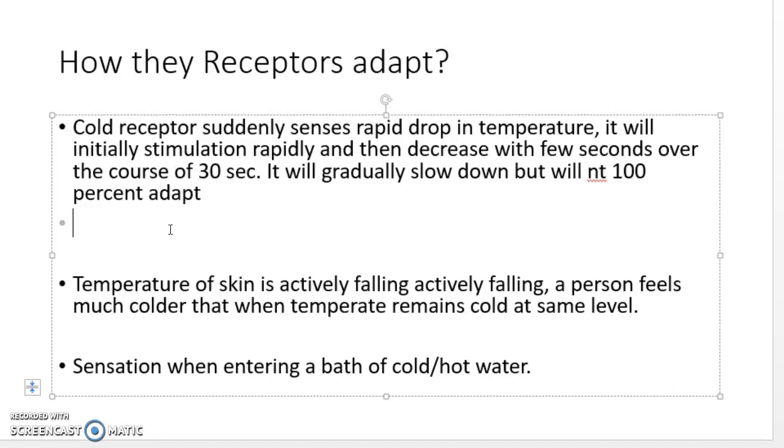Let's just reread the first line: the cold receptor is involved in an initial rapid stimulation, but then there's going to be a decrease within a few seconds, and then the decrease will occur gradually over the course of 30 minutes. So the initial stimulus is very rapid, but then there's a gradual decrease over 30 minutes. This is why you continuously still feel cold when you're in a shower or in a bath. The skin temperature is continuously falling.